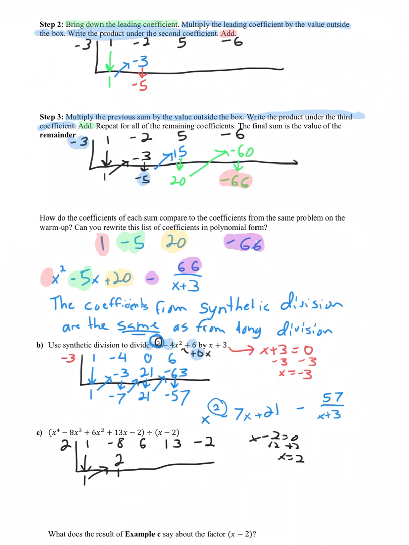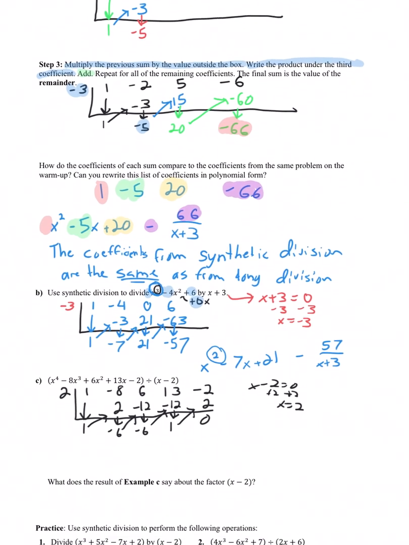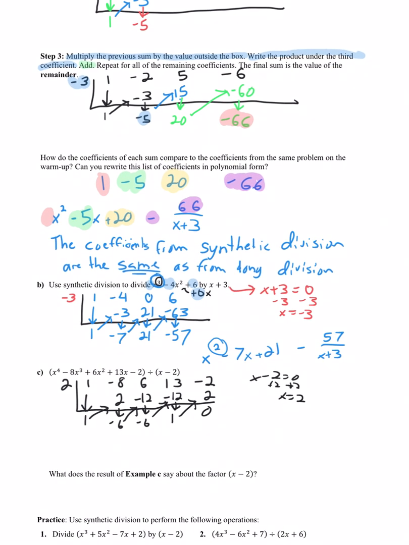1 times 2 is 2, I get negative 6 there. Negative 6 times 2 is negative 12, get another negative 6. 2 times negative 6 is negative 12, I get a 1. 1 times 2 is 2, and I get a 0. So then I end up with 1 degree less than x to the fourth, so it's going to be x cubed. And then I just go from left to right, minus 6x squared minus 6x plus 1, and then remainder 0, so that's my solution.